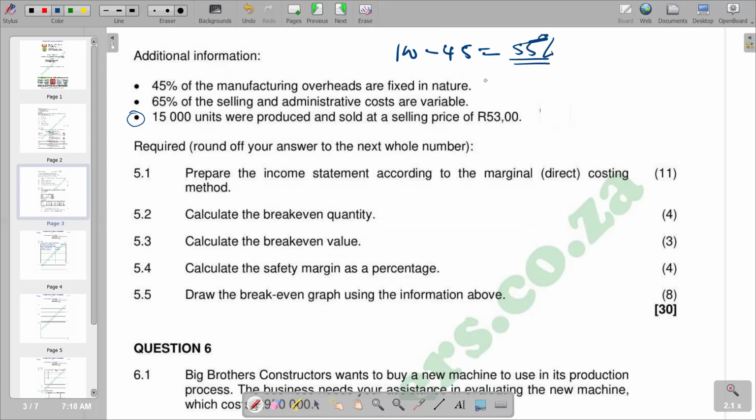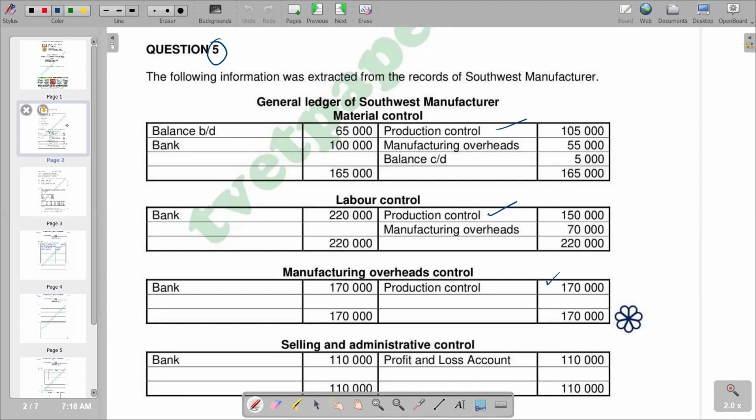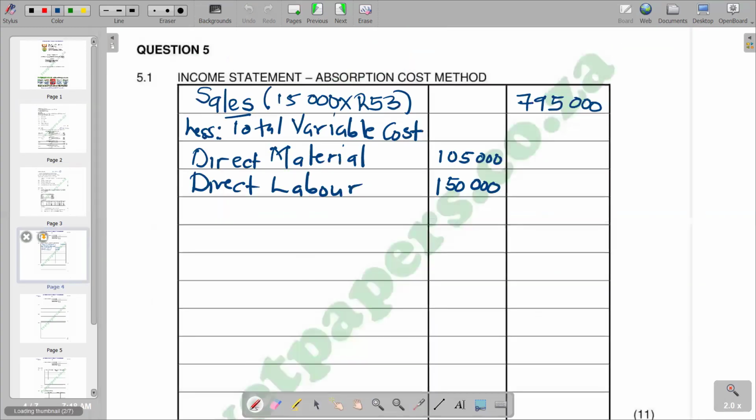So to calculate the variable component, we are now saying 55% of the total for manufacturing overheads, which is 170,000. So we calculate it like that. You are going to see that you're going to get 93,500. So we have the variable manufacturing overhead.